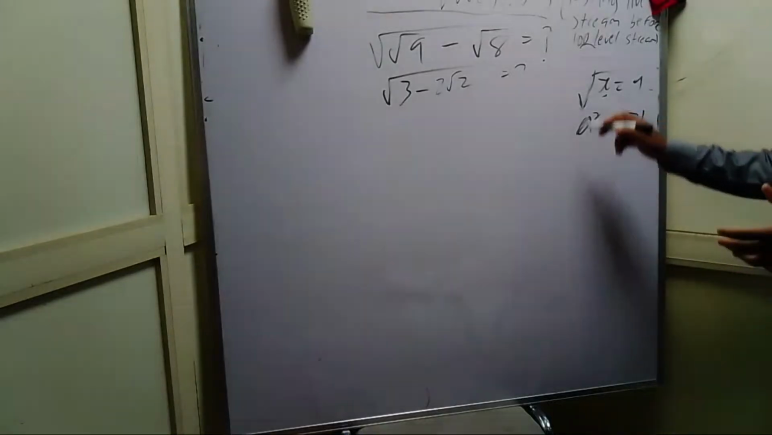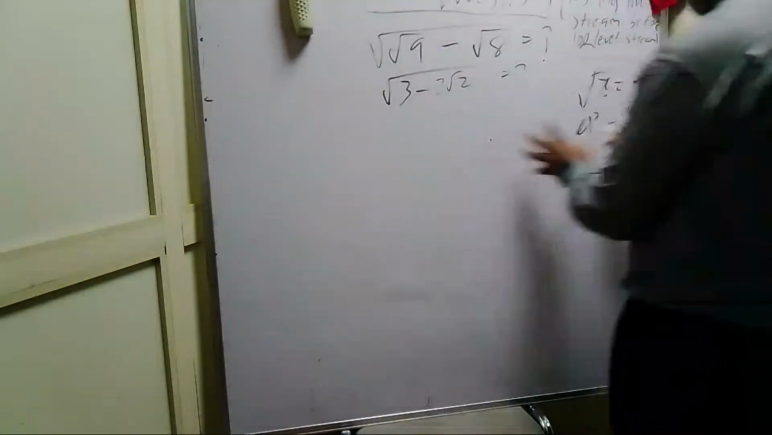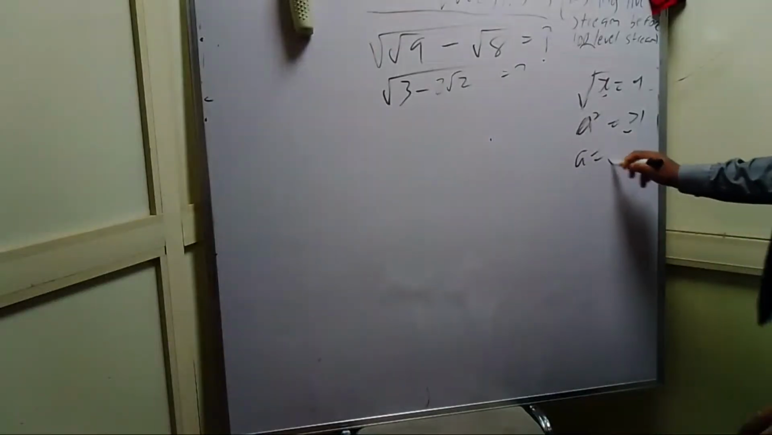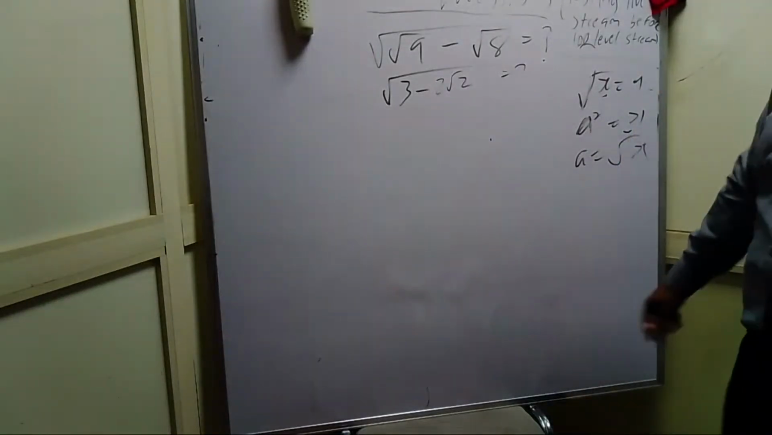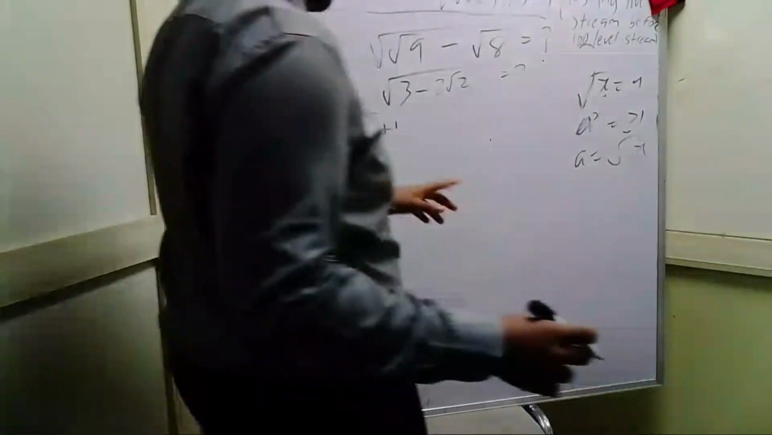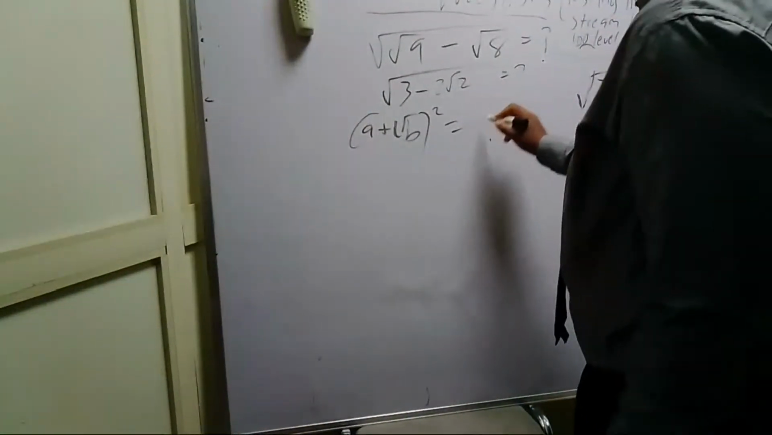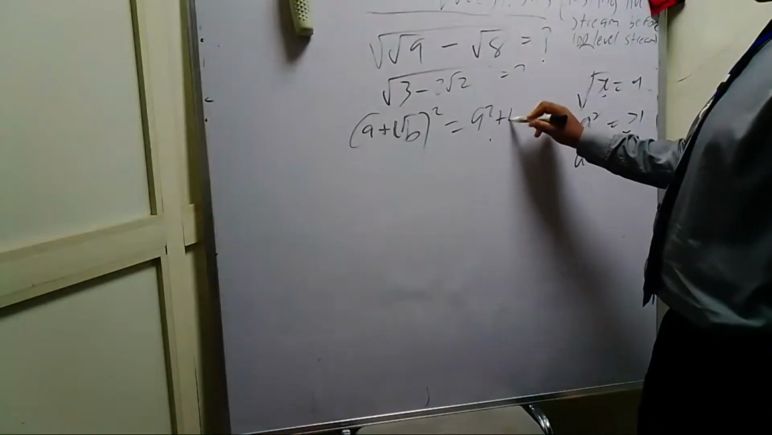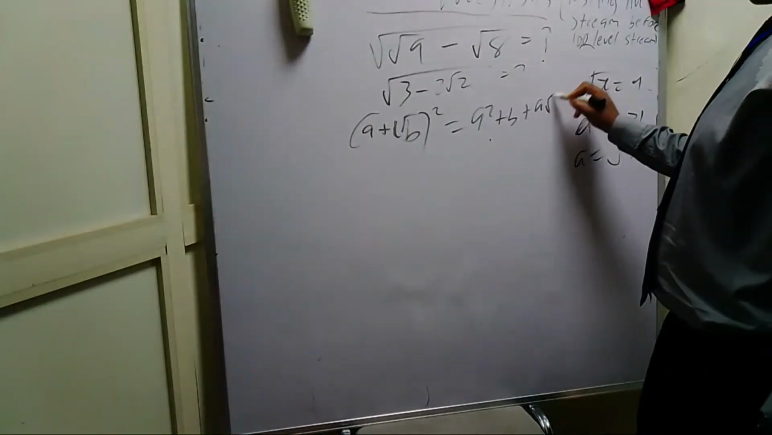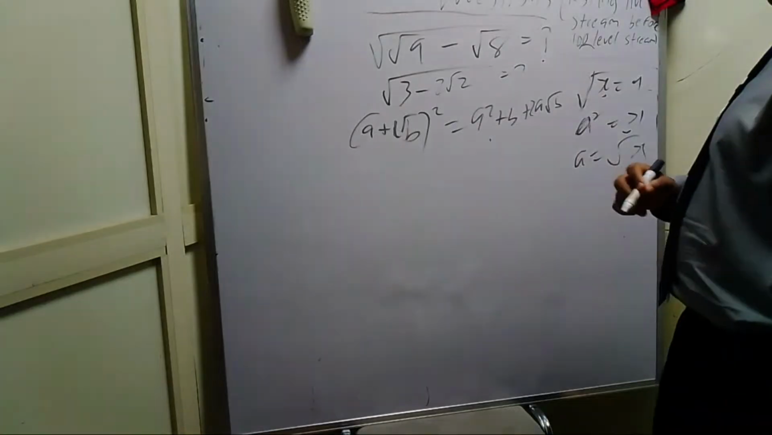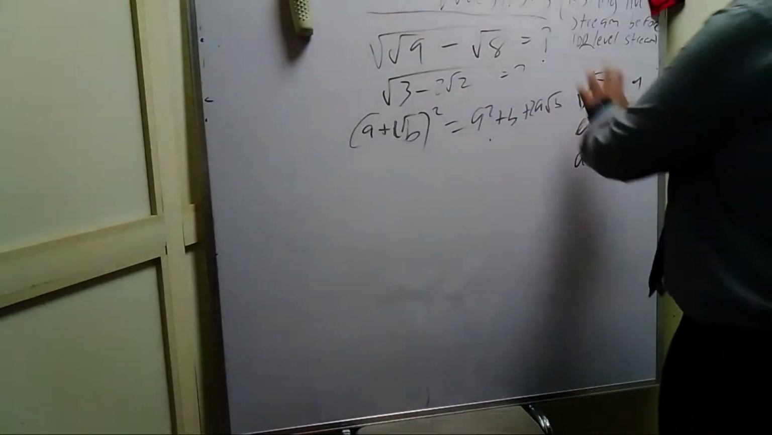So you see the square root of x, you're looking for a number so that a squared is equal to x. By the time you square both sides, you have a is equal to square root of x. That's what we're going to use. We're going to use a plus root b. So we have a plus root b all squared is going to equal a squared plus b plus 2 root ab. Okay, let's come with this.